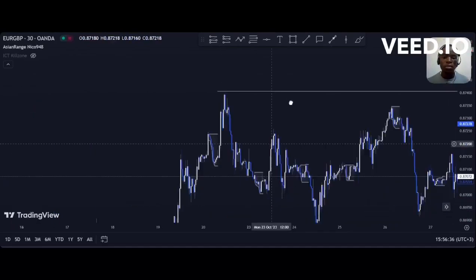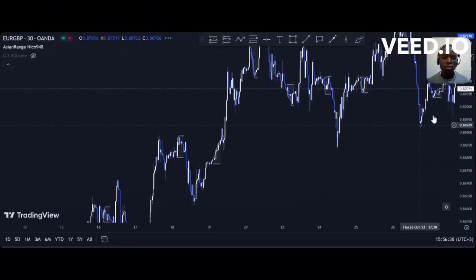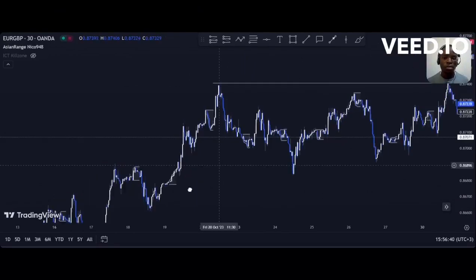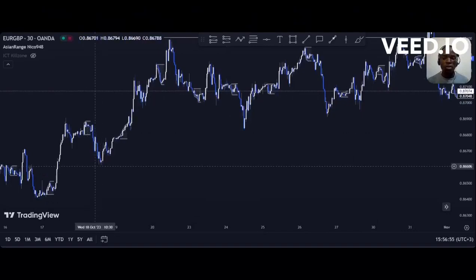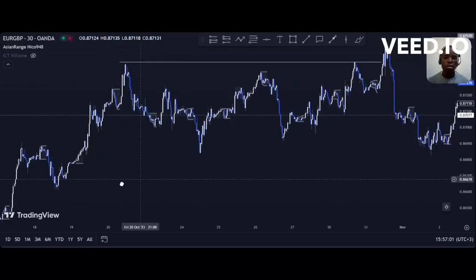So I came to the 30 minutes time frame, and as you can see, price is bullish. So the other thing, after marking that high, for me to consider sales, I want to see that high being broken, or else I would have marked this previous low here. For me to consider buys, I would want to see this low being broken.